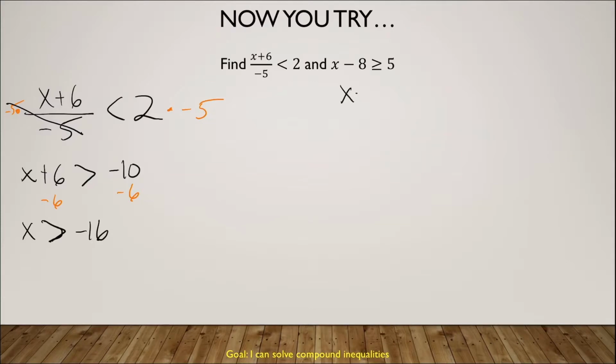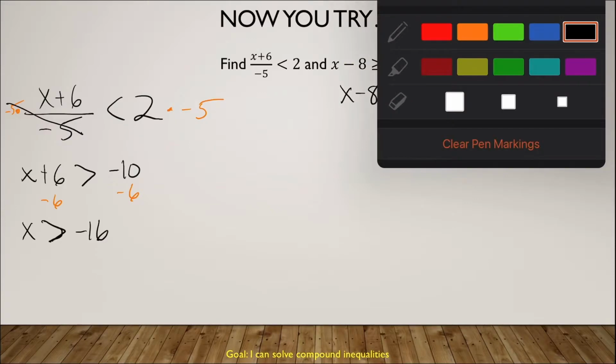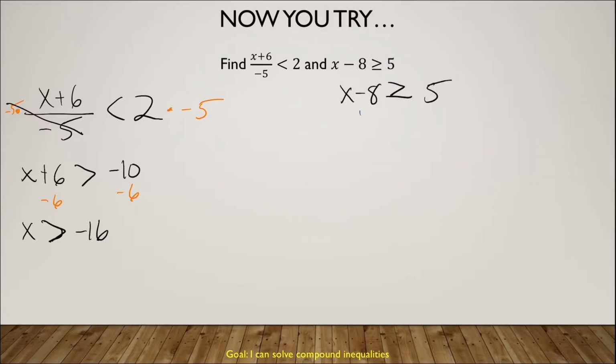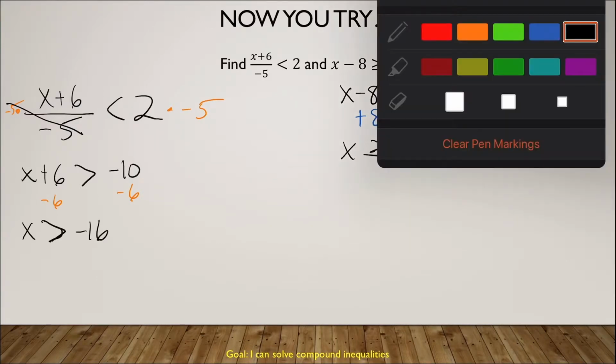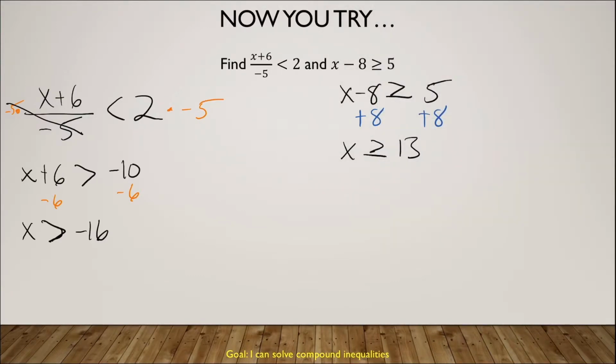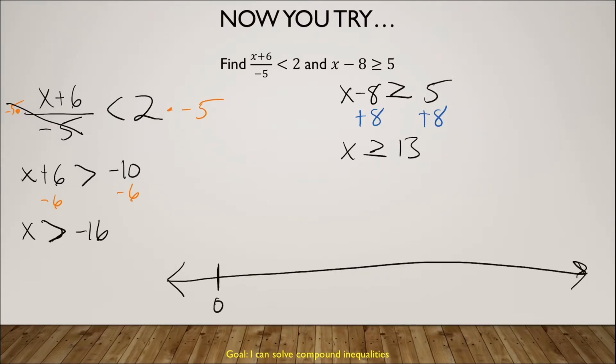Alright, now let's do this other one. X minus 8 is greater than or equal to 5. I'm going to add 8 to both sides. X is greater than or equal to 13. Alright, now we can draw our number line. We're going to shift our number line since our numbers are big here. I'm going to put 0 over here. Oh no, we have that negative number. Forgot that I have a negative here.